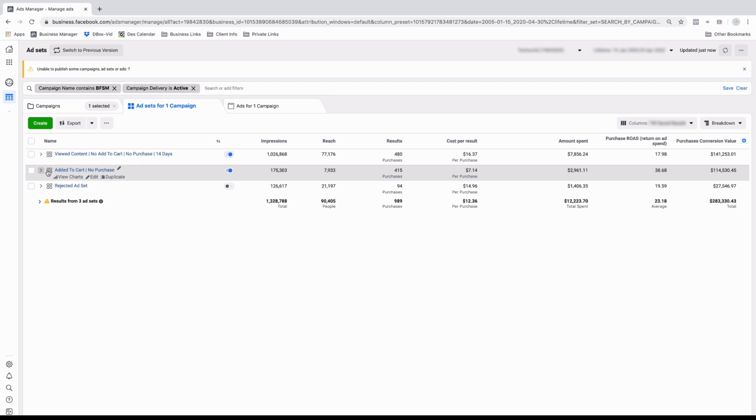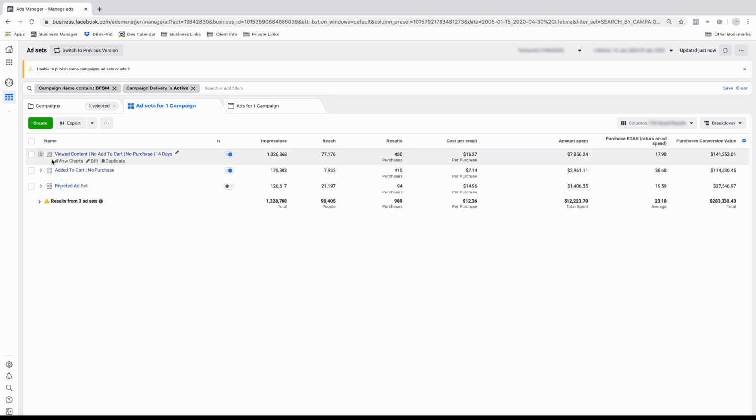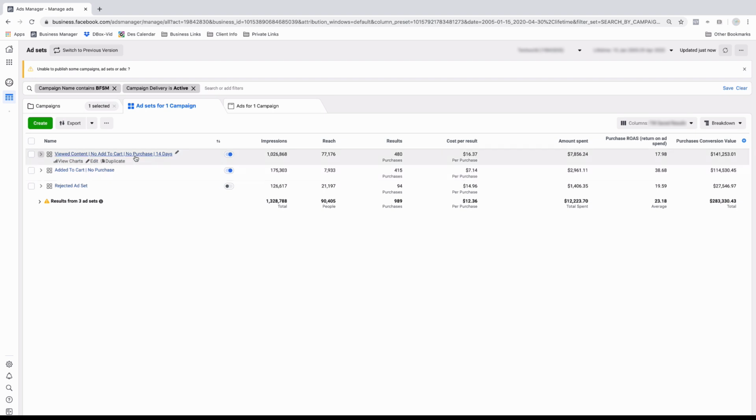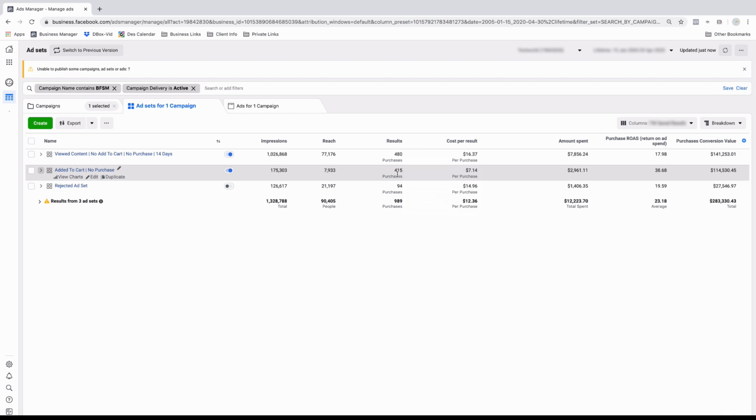So I have an add to cart but no purchase, and then I have a viewed content not added to cart, not purchased. So I'm able to see how people are purchasing, and I'm running these against each other to see where I should be spending my money. Now, where I find this really interesting is most people would say to me that the viewed content, no add to cart, no purchase was doing better because it had 480 results versus 415. But you need to look further in on those stats.